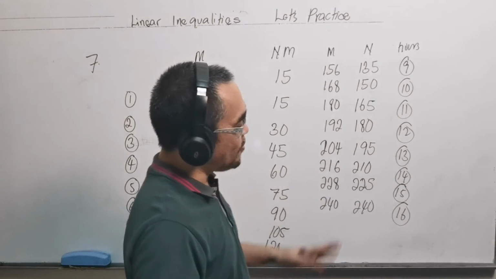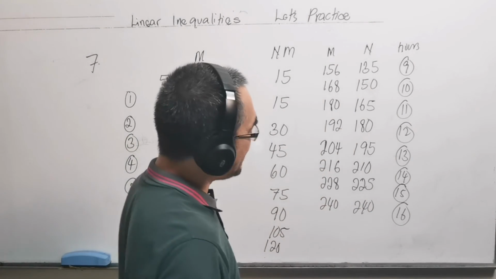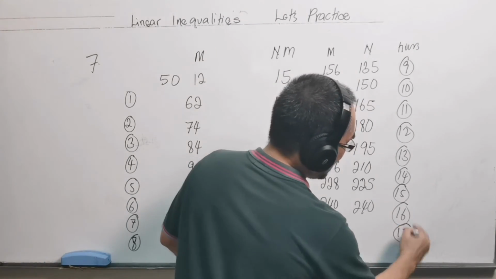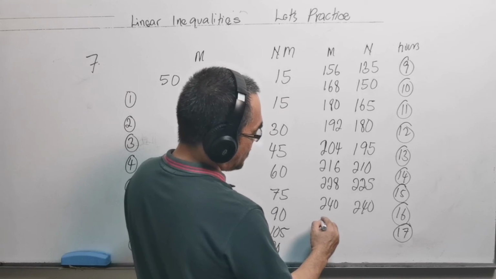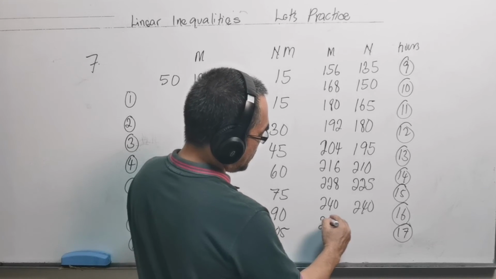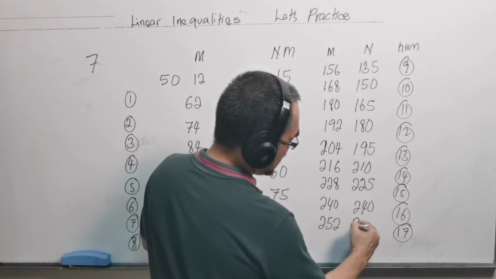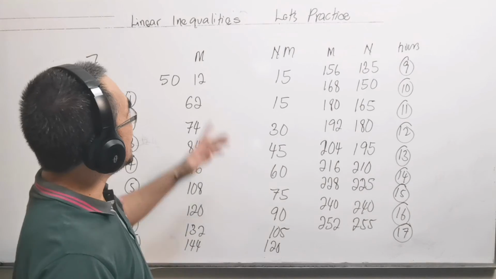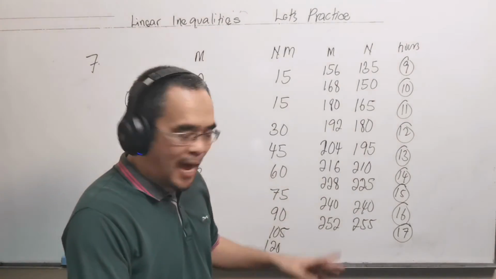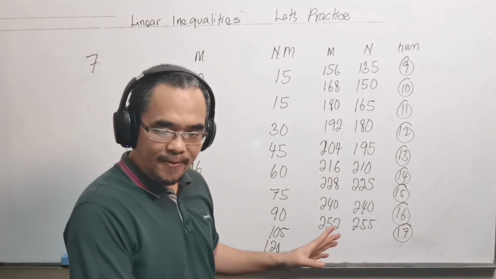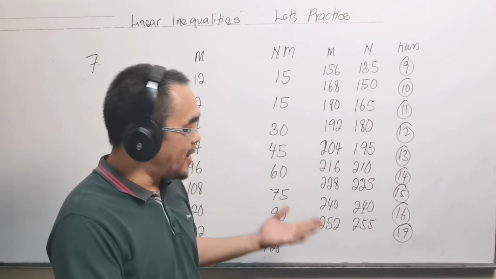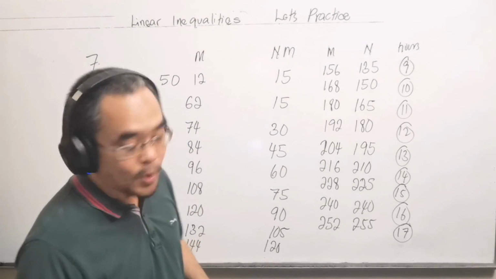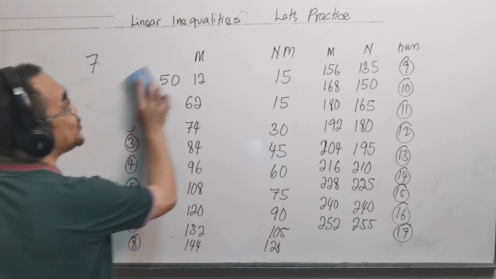After renting for 16 hours, they have paid an equal amount. At the next hour, it becomes 252, and this one is 255. So a member has to rent more than 16 hours in order to become more affordable than a non-member. So how to calculate that?